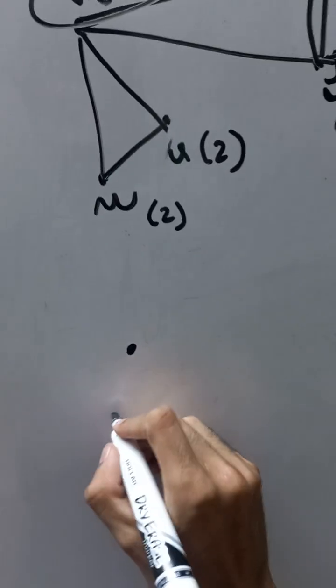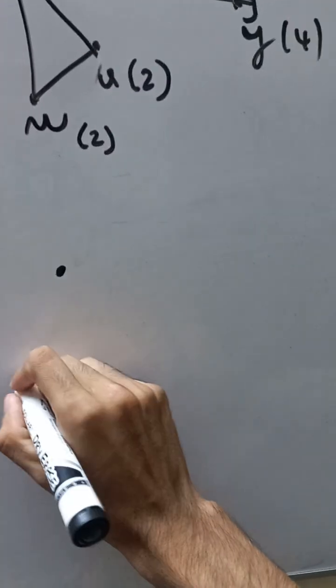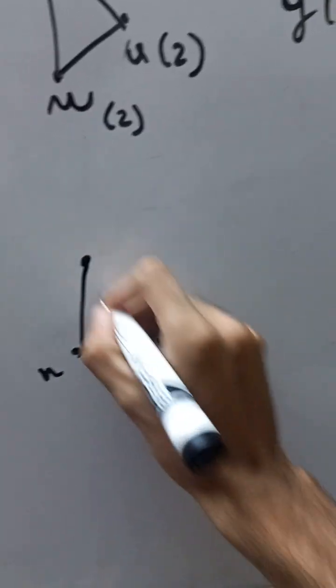So we're going to take V, and for this algorithm I'm going to just redraw the graph very quickly.